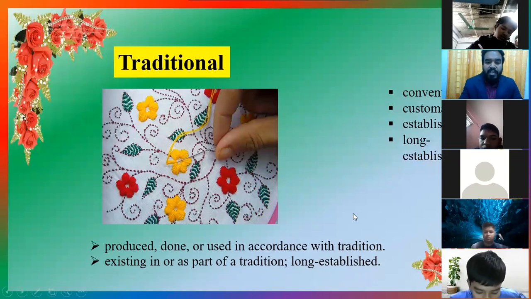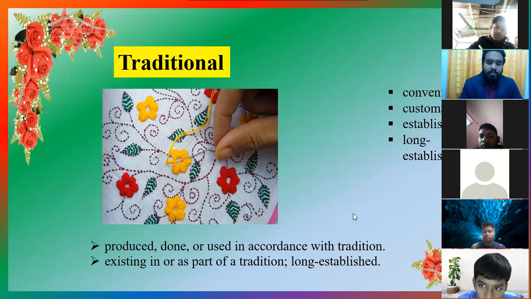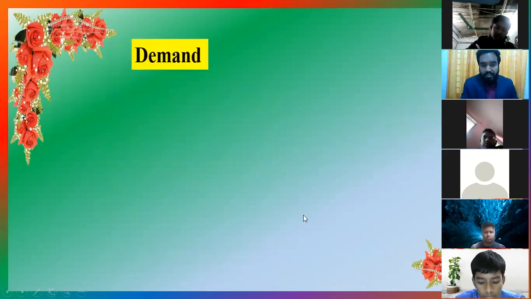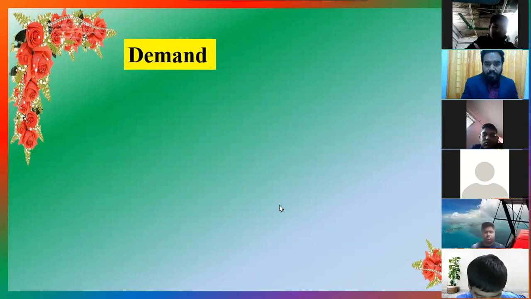Produced, done, or used in accordance with tradition. Toiri kora hoy traditionally, mane oitijjo mane onek age theke, purbe theke, existing in or as part of tradition, long established. Onek shomoy age theke jeta procholon royeche, setai hocche traditional. I'm going to the next slide. You don't need to write down the rest of the sentences.